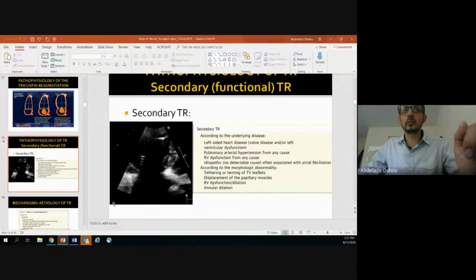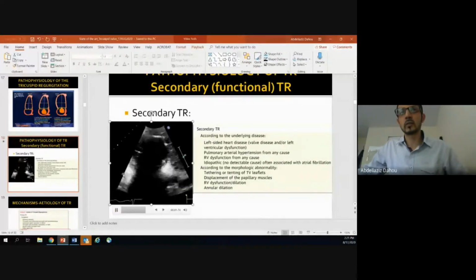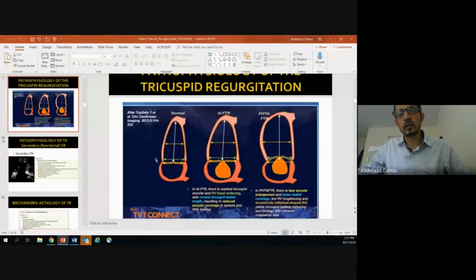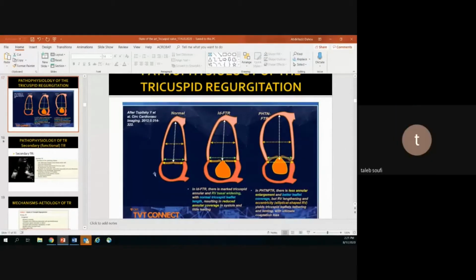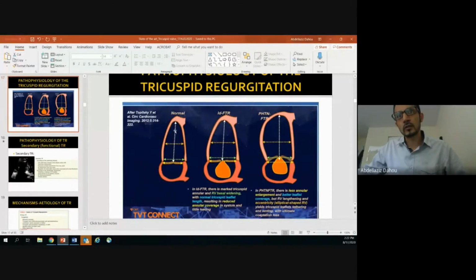Yes. The TAPSE is a measurement of the displacement of the right ventricle. Let me show you something. TAPSE will quantify your displacement in the longitudinal direction. If you cut your ventricle on this side, it will quantify one of the parameters of the RV function, one of the dimensions. But there is also contraction on the other side. So there are multiple parameters.